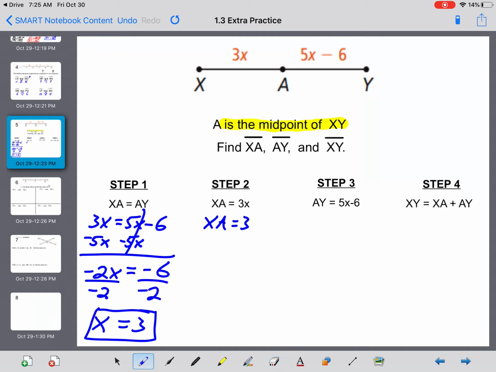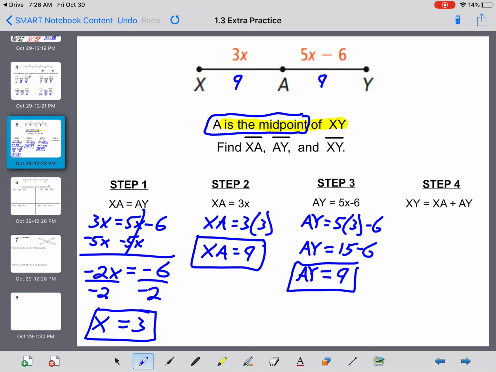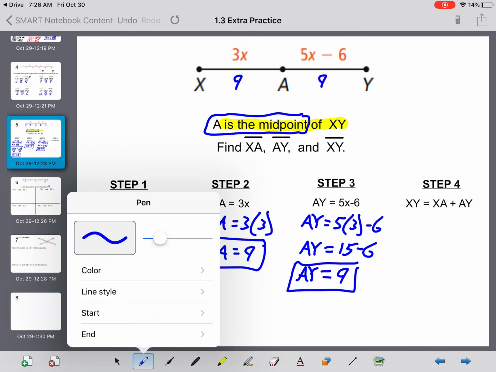Okay, so XA equals 3 times 3, which is 9. AY is equal to 5 times 3 minus 6. AY equals 15 minus 6. AY equals 9. And we knew that these would be the same because they said A is the midpoint, which means it cuts that line segment perfectly in half, which means both sides would equal each other or be congruent.